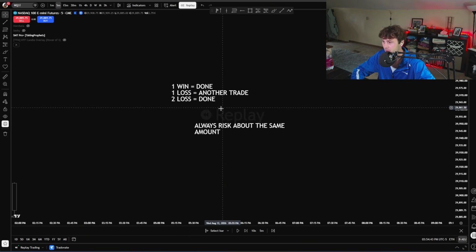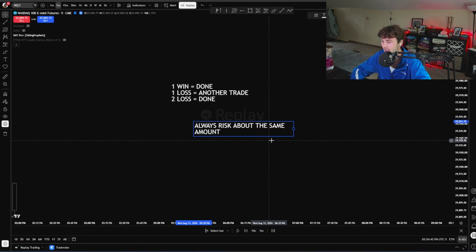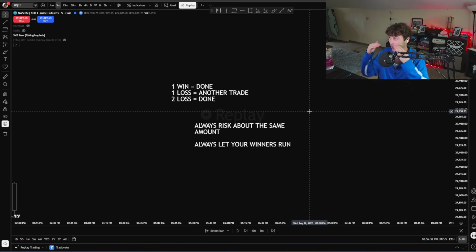Okay. Something else that's very important is always let your winners run. Okay, so if I'm in a trade and my draw on liquidity is 5R, I'm not taking profit until price hits 5R. Okay, I am not taking profit until price hits my target. That simple. If you take profit early, you are never going to be profitable with this strategy long term.